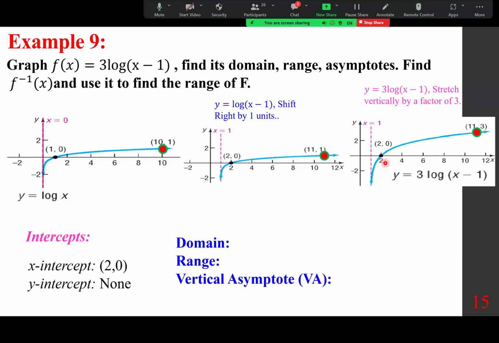What about domain? Domain was 0 to infinity. Now, because of this shift, if you set x minus 1 equal to 0, it goes from 1 to infinity. The range hasn't changed in all three cases. It's all real numbers. The vertical asymptote was x equal to 0, and now it's x equals 1. Again, if you set this one equal to 0, it gives you the vertical asymptote, x equals 1. Okay, everybody?